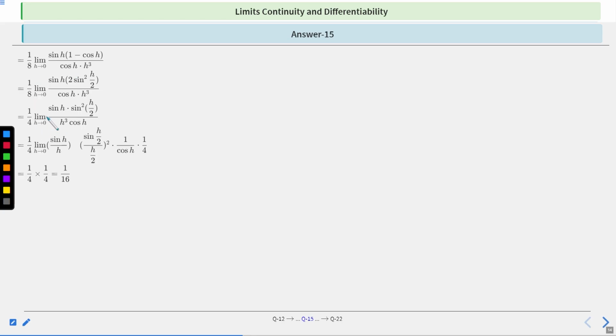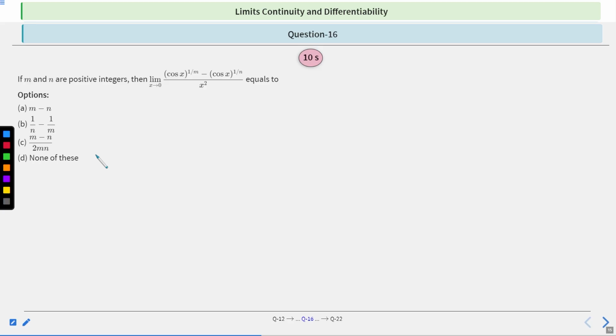So it will be 1 by 4 limit h tending to 0 of sin h into sin square(h by 2) upon h cube into cos h, which is equal to 1 by 4 limit h tending to 0 of (sin h upon h) into (sin(h by 2) upon (h by 2)) square into 1 by cos h into 1 by 4. Clear? So after putting the value of limit h tending to 0, this term is 1 and this term is again also 1, this term is 1, right? So we will get 1 by 4 into 1 by 4, which is 1 by 16.